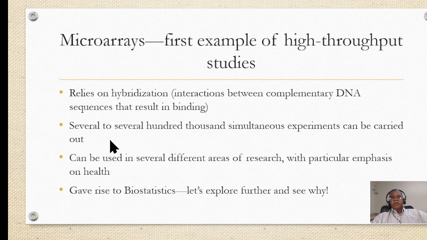If you wanted to measure expression levels or binding, because you could do it in different ways, it can be used in several different areas of research, with the clinical being very important, and we'll see what we're talking about there. And it gave rise to biostatistics. So before, what used to happen was, now statistics are really very important because we'll see why, but I'll just give you a little bit of a teaser. Why were they useful in biostatistics?